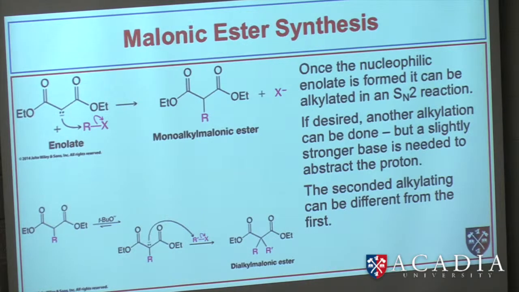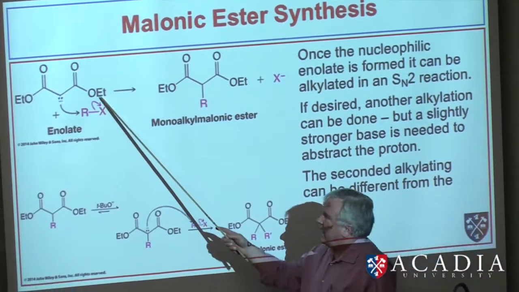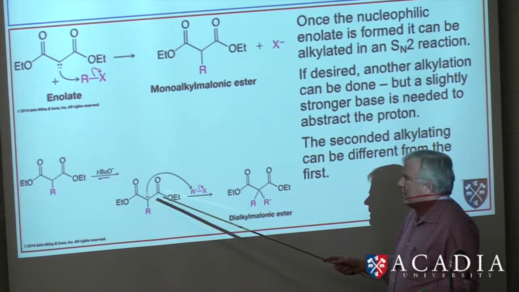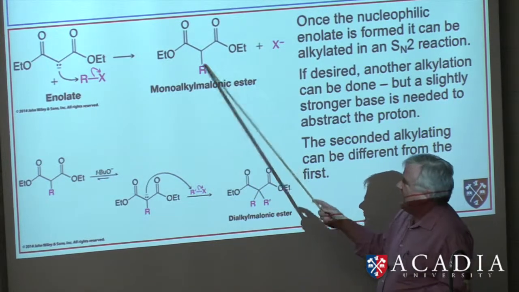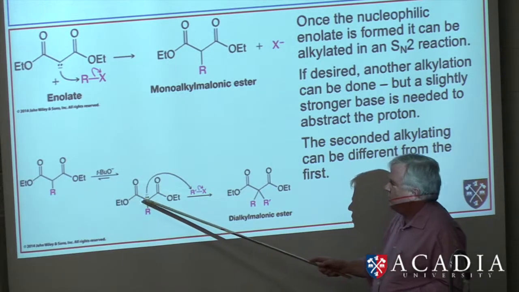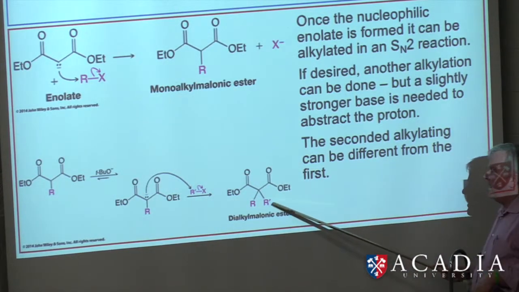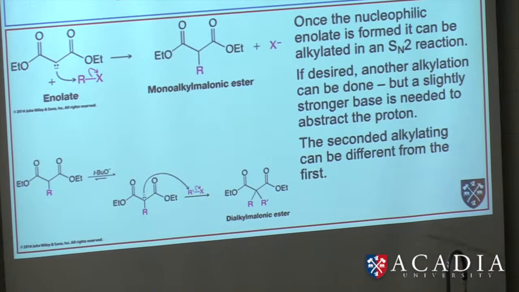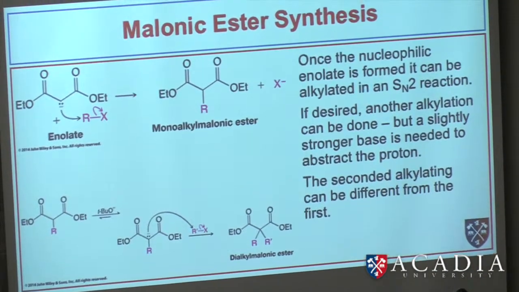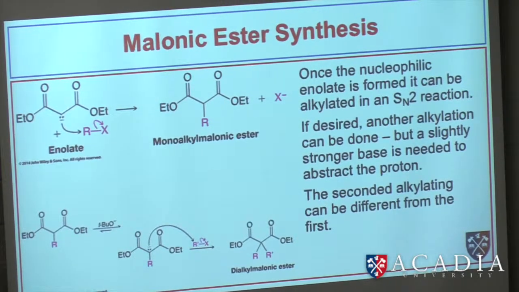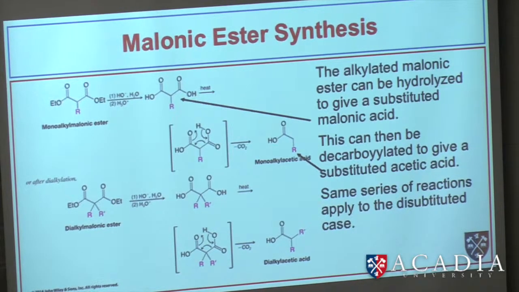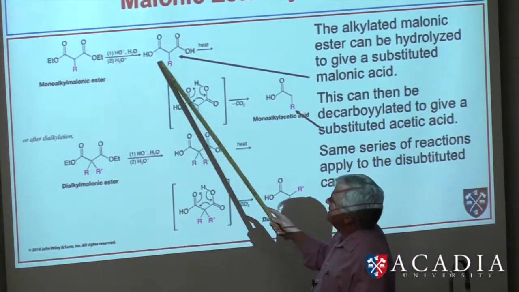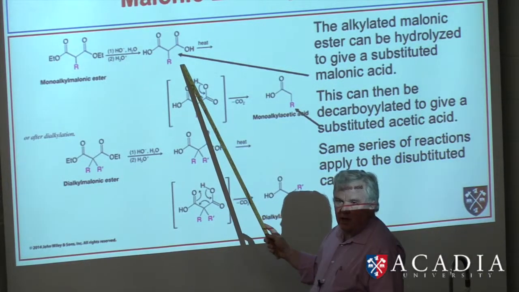Everything is the same. We throw in an electrophile and we can do the alkylation. If we want, after that, we can throw in some more base, remove a proton, throw in another electrophile, and get the dialkyl malonic ester. That's all the same. We can hydrolyze this, and then we quench it with acid, and we get a substituted malonic acid.